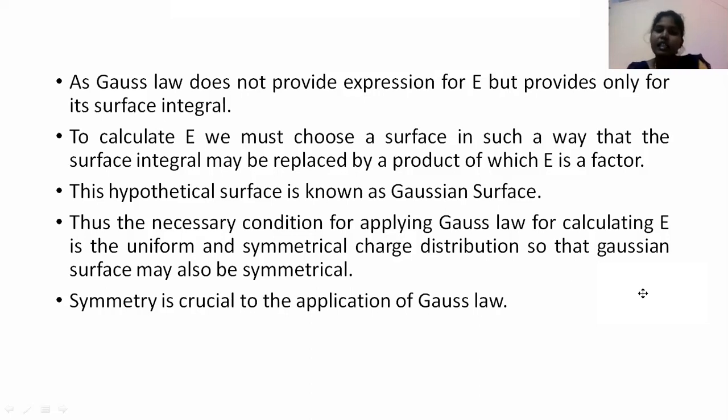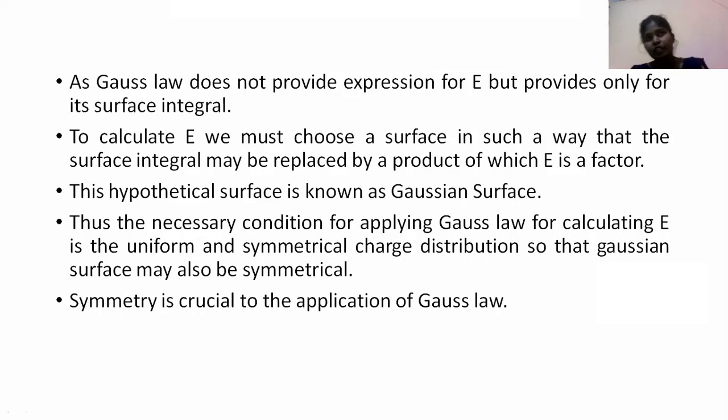So the necessary condition for applying Gauss law for calculating E is a uniform and symmetrical charge distribution where the Gaussian surface may also be seen. So generally to calculate the electric field, the charge distribution must be uniform and symmetrical. Uniform, the charge should be uniform, it should not be varying, and symmetrical. Symmetrical in the sense the charge distribution should be symmetrical. Symmetrical means it's the same.